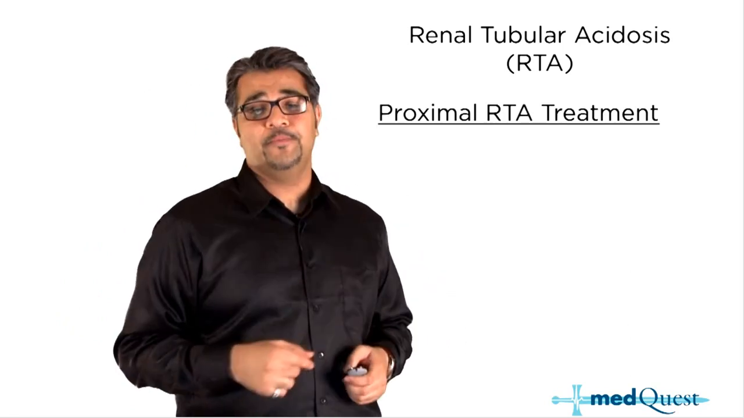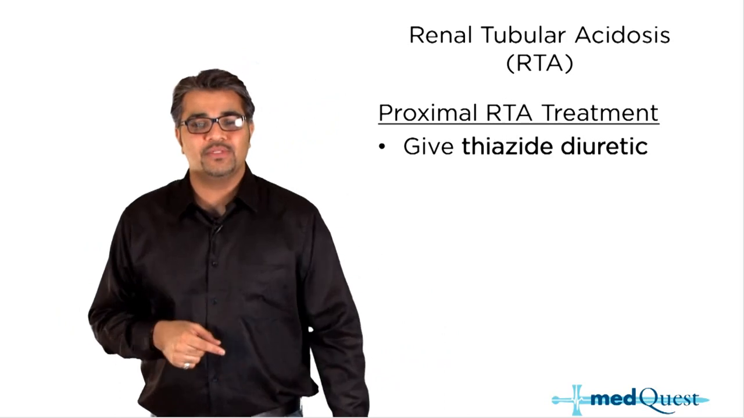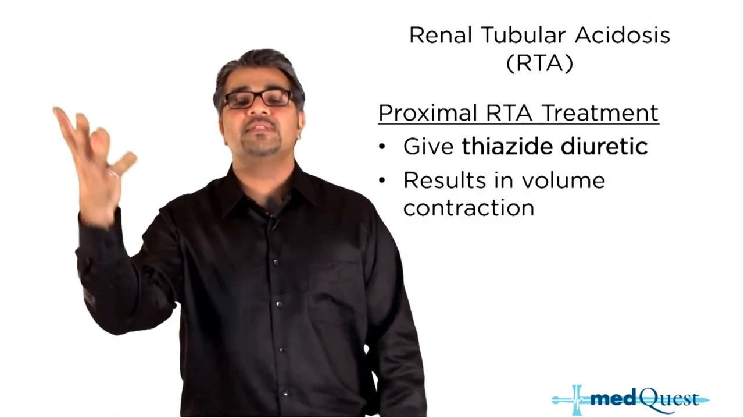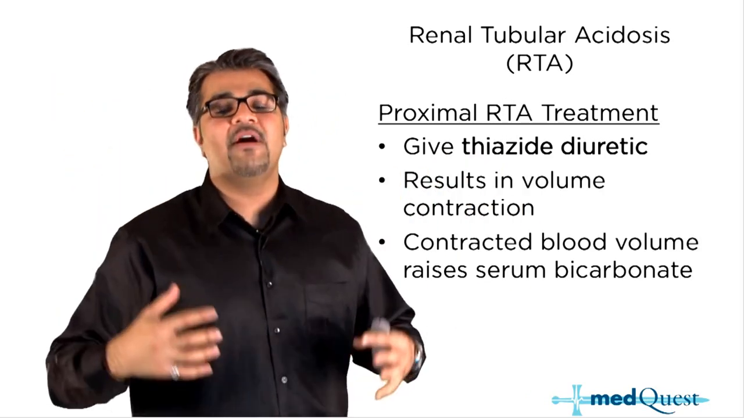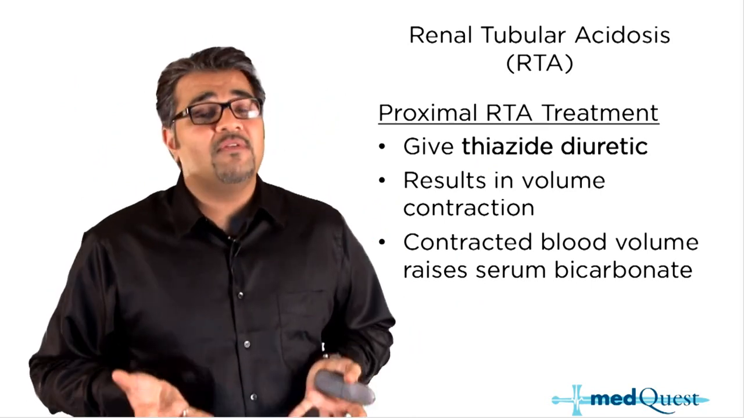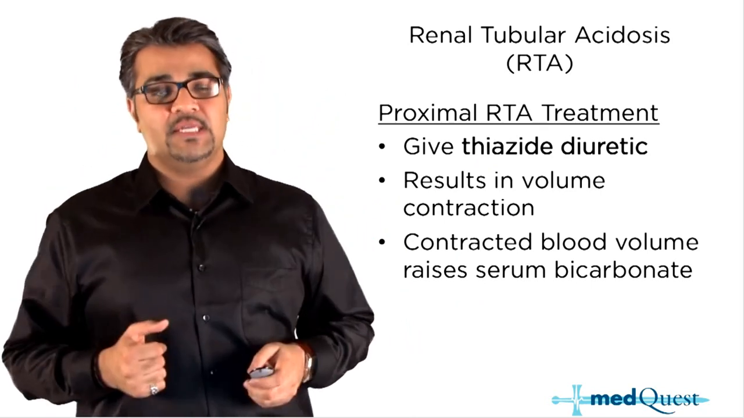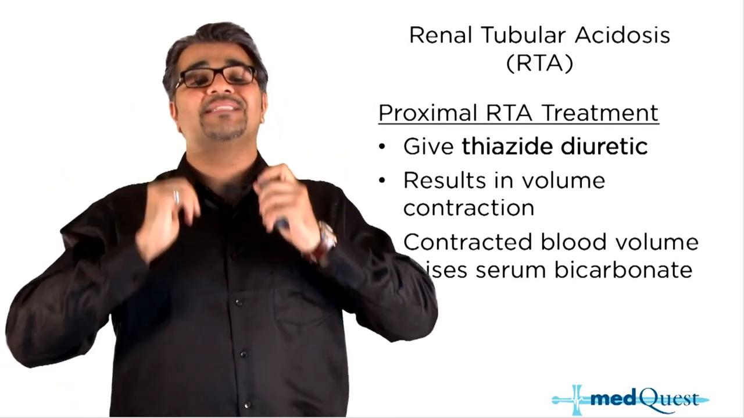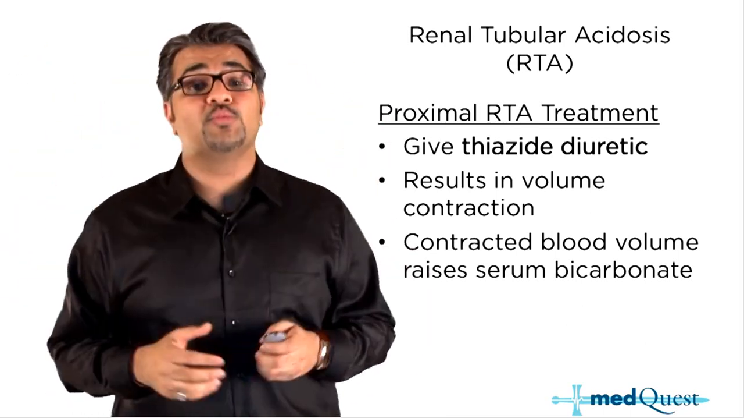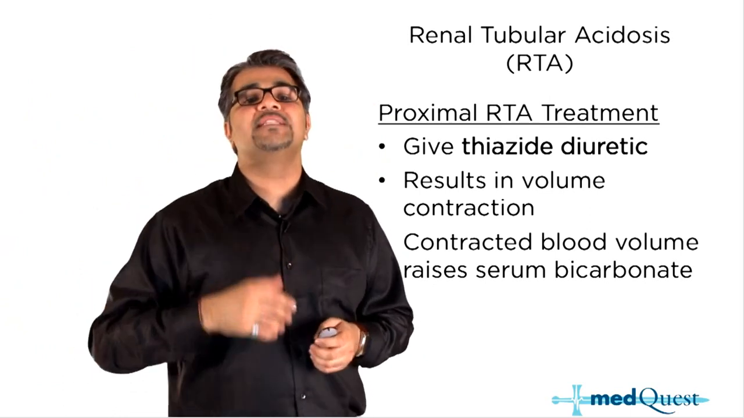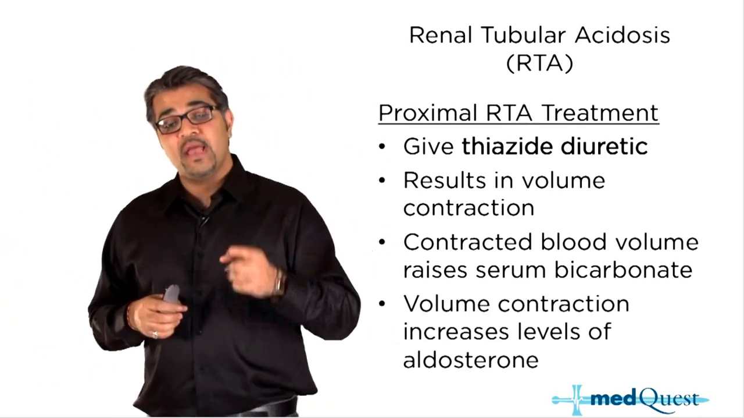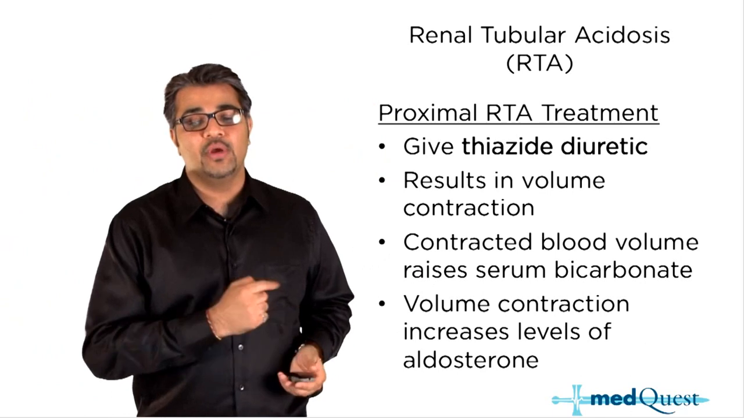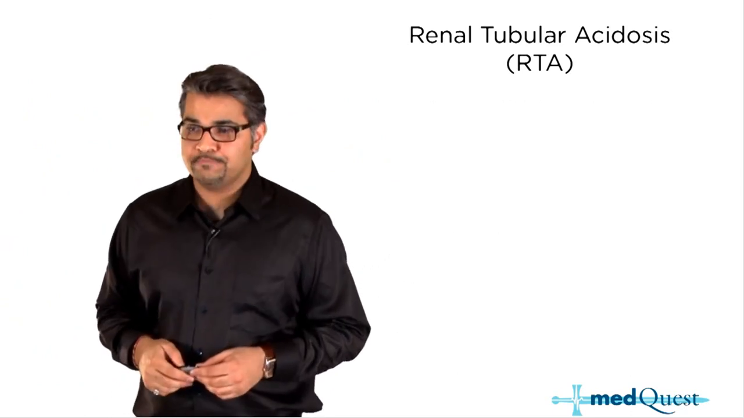So now what are you going to do? For treatment of proximal renal tubular acidosis, give them a thiazide diuretic. It results in volume contraction, and volume contraction is going to cause your blood volume to fall relative to the serum bicarbonate. You're contracting, so the amount of bicarb that's around will seem like it's much more. You're going to relatively raise the serum bicarb by contracting the volume. And this volume contraction will then lead to increased levels of aldosterone.